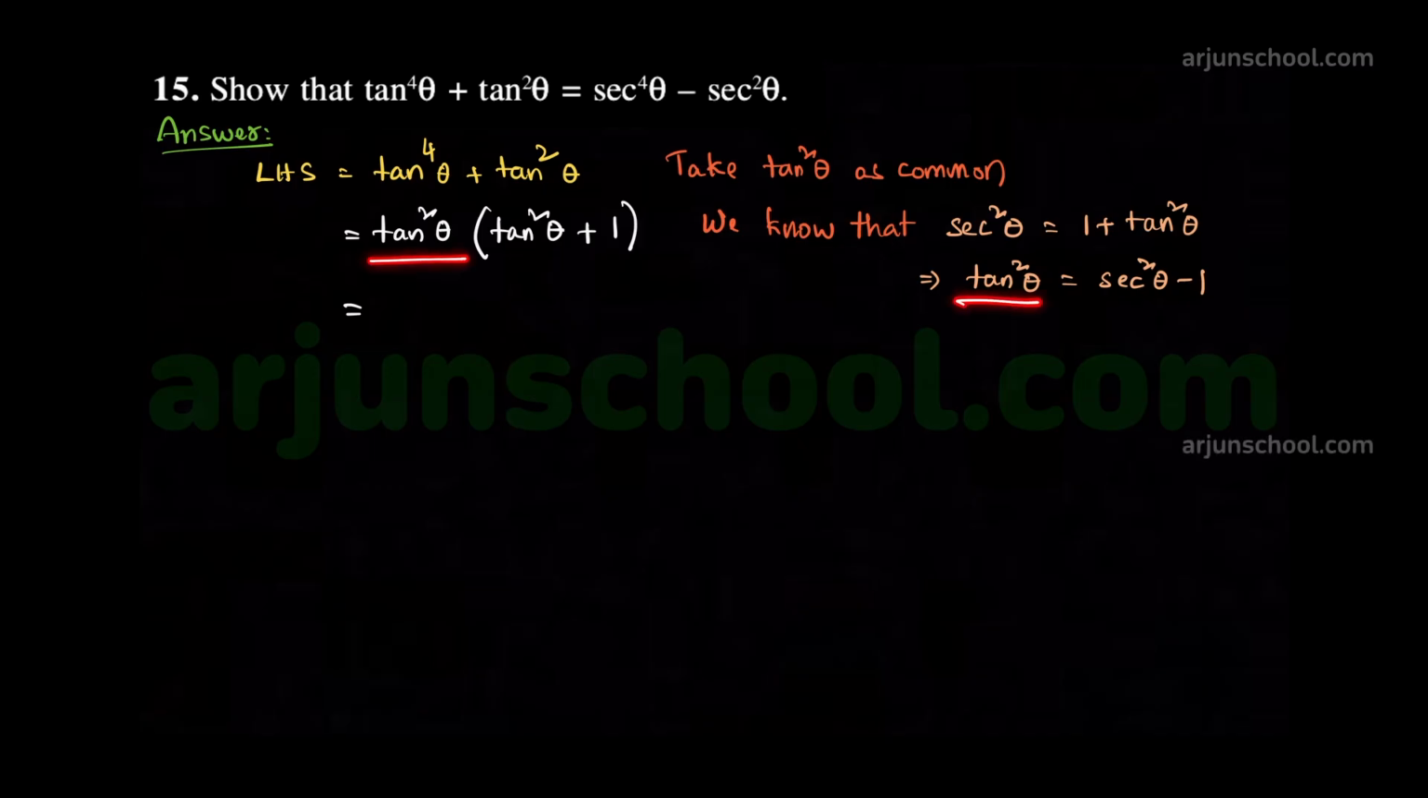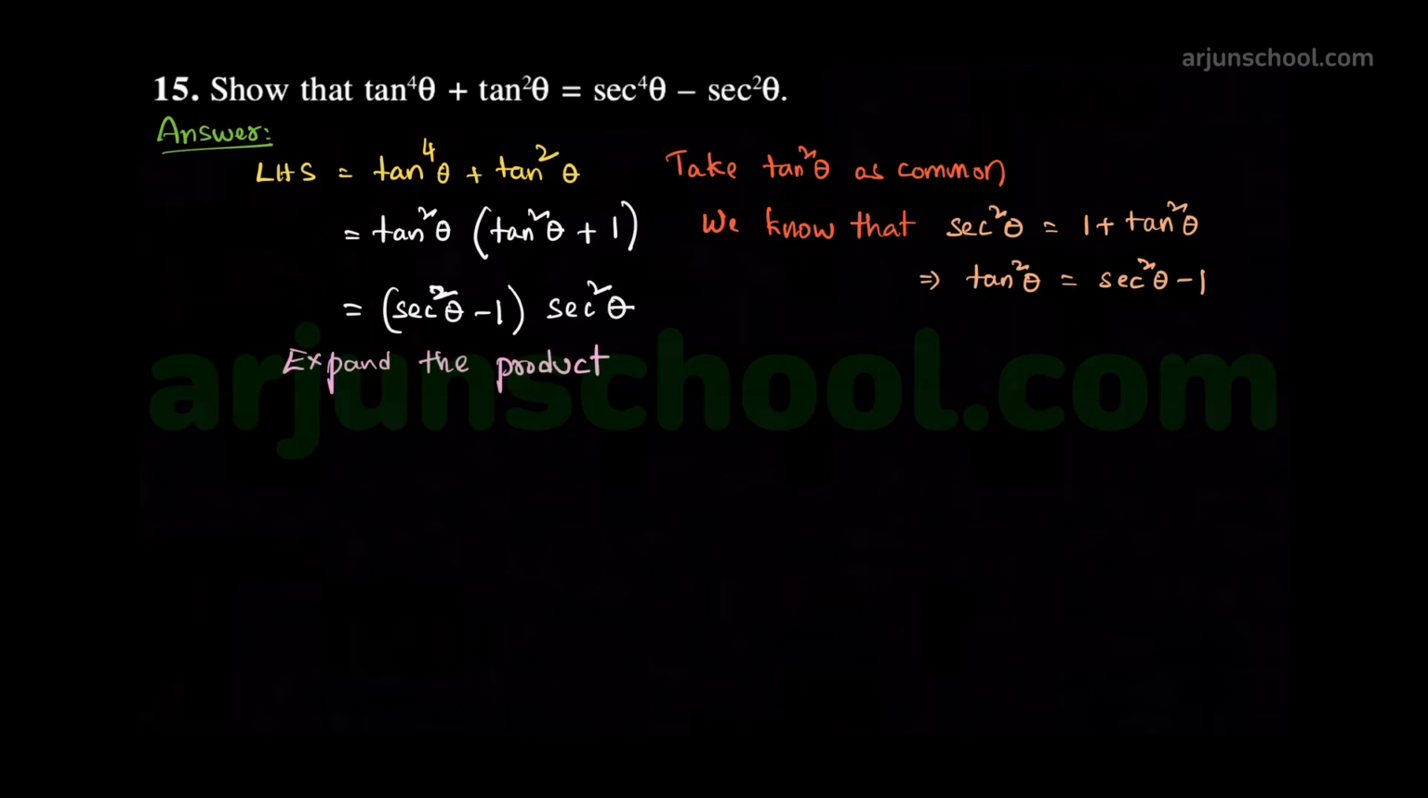In the LHS, let us write tan² theta as sec² theta minus 1, into, from the identity, we can write tan² theta plus 1 as sec² theta.